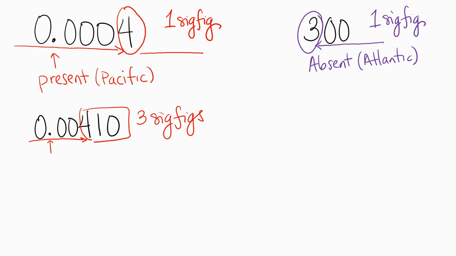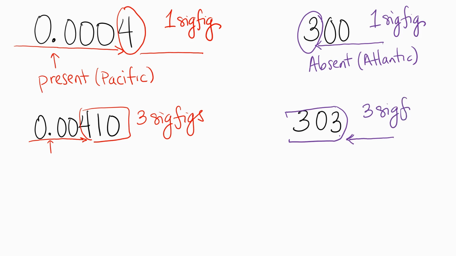Now on the other side, let's do another one that's a little bit more complex. We're going to take that 300 and let's do 303. We're going to do the same thing we just did. There are no decimals, so we're going to start from the Atlantic side. And if I head this way, my first non-zero number is actually the first value, right here. Everything else we are going to include. And that 0 is in the middle, which makes it a little bit easier to count. If you see a 0 between two non-zero numbers, it's also significant. So this one also has 3 significant figures.